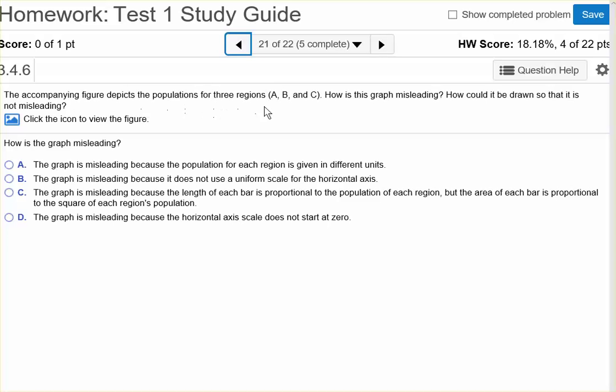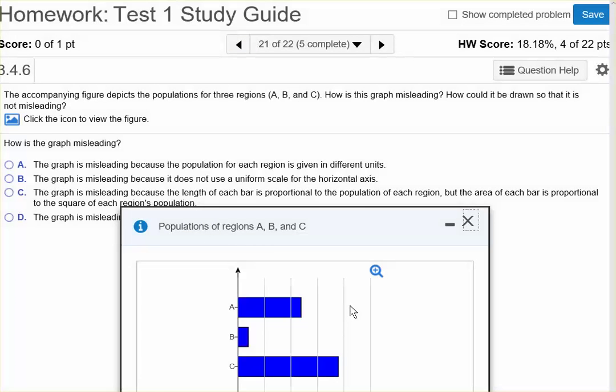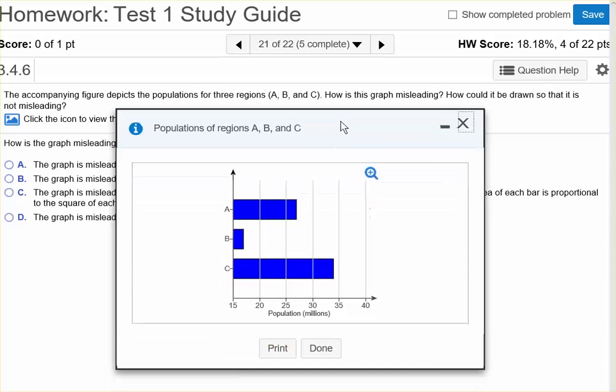And the first one talks about the accompanying figure depicts the populations for three regions, A, B, and C. How is the graph misleading? Well, let's look at it. On the horizontal axis, we have population in millions. And on the vertical axis, we have these three bars, region A, region B, and region C. And we've got ourselves a title.